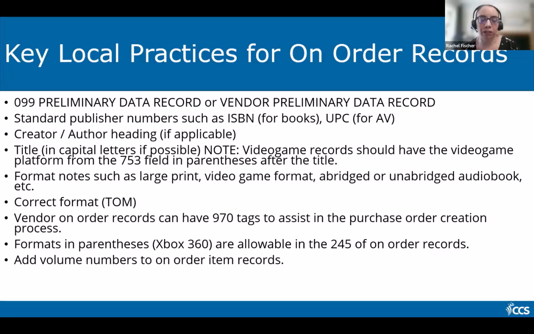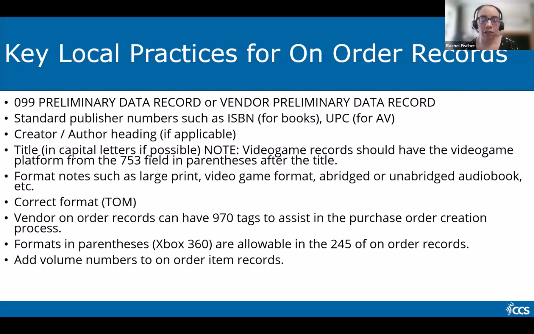If possible, we prefer that the title is in all capital letters, but if you're importing an on-order record from OCLC, we don't require that you do that. It's easy for the vendors to make that change, though, for your records. We also require a correct type of material or format in the bibliographic record. This is important for how it displays in the catalog online for both the facets and how the roll-ups work in BiblioCore.